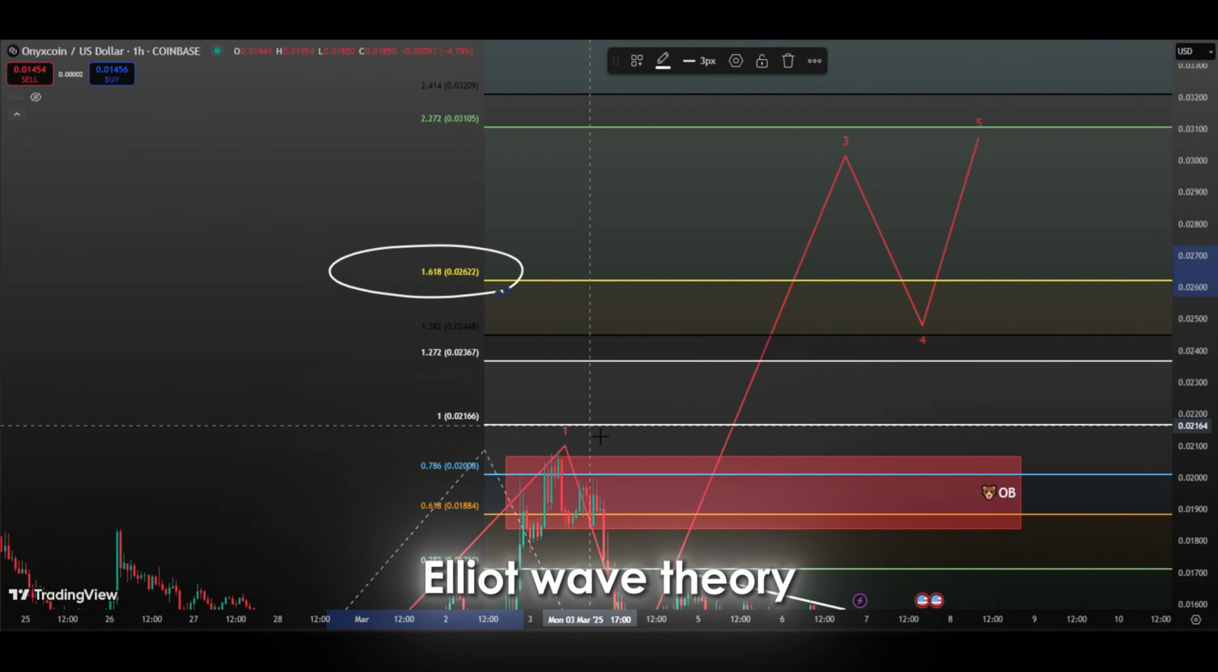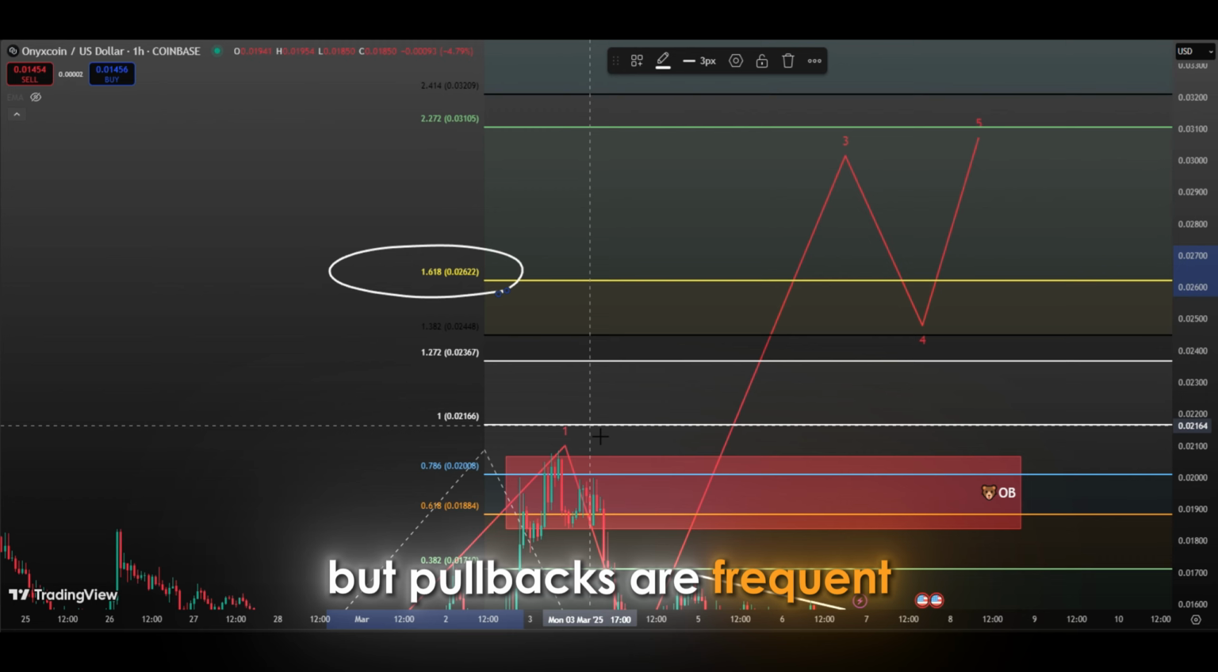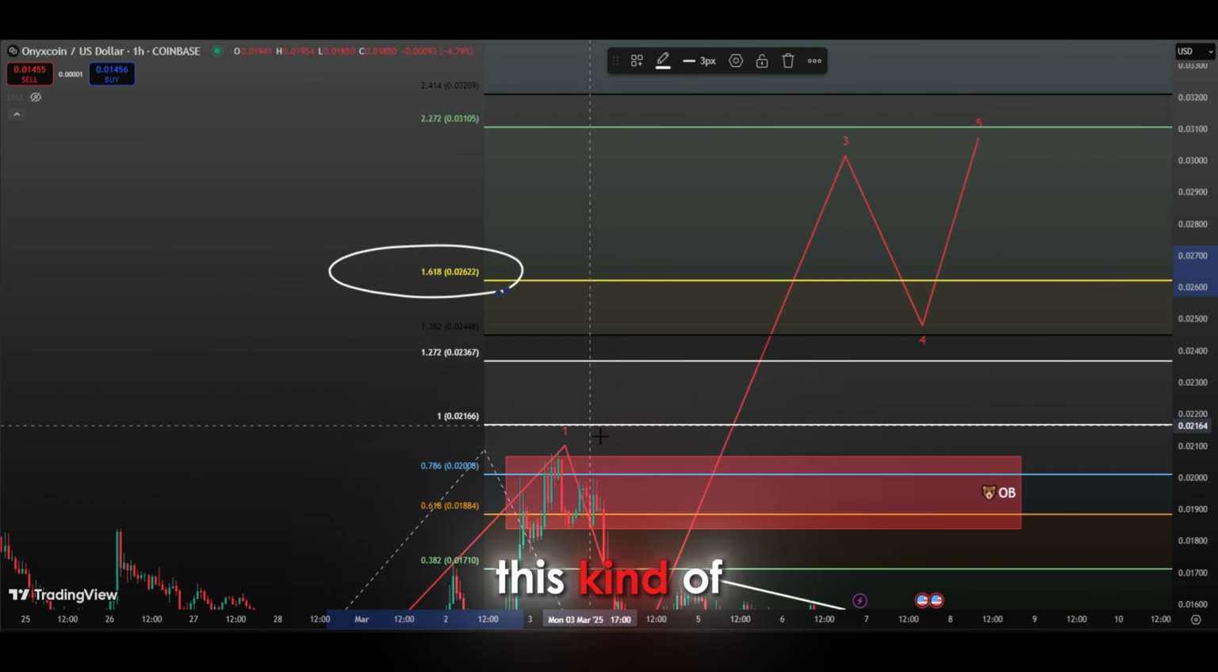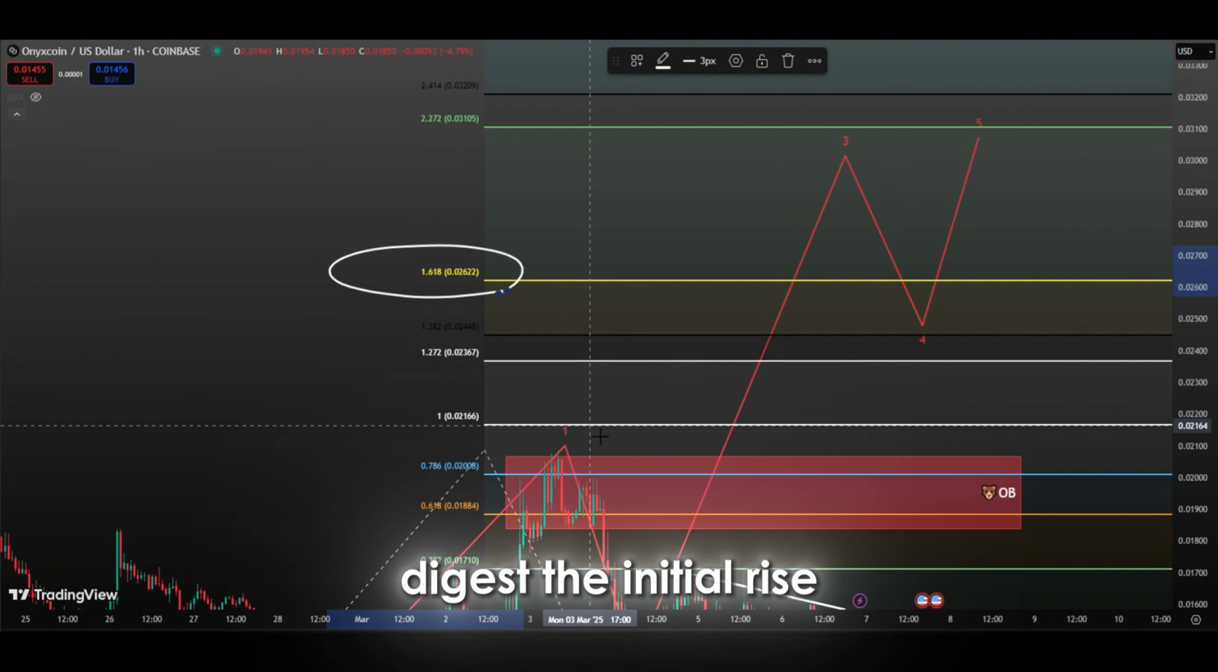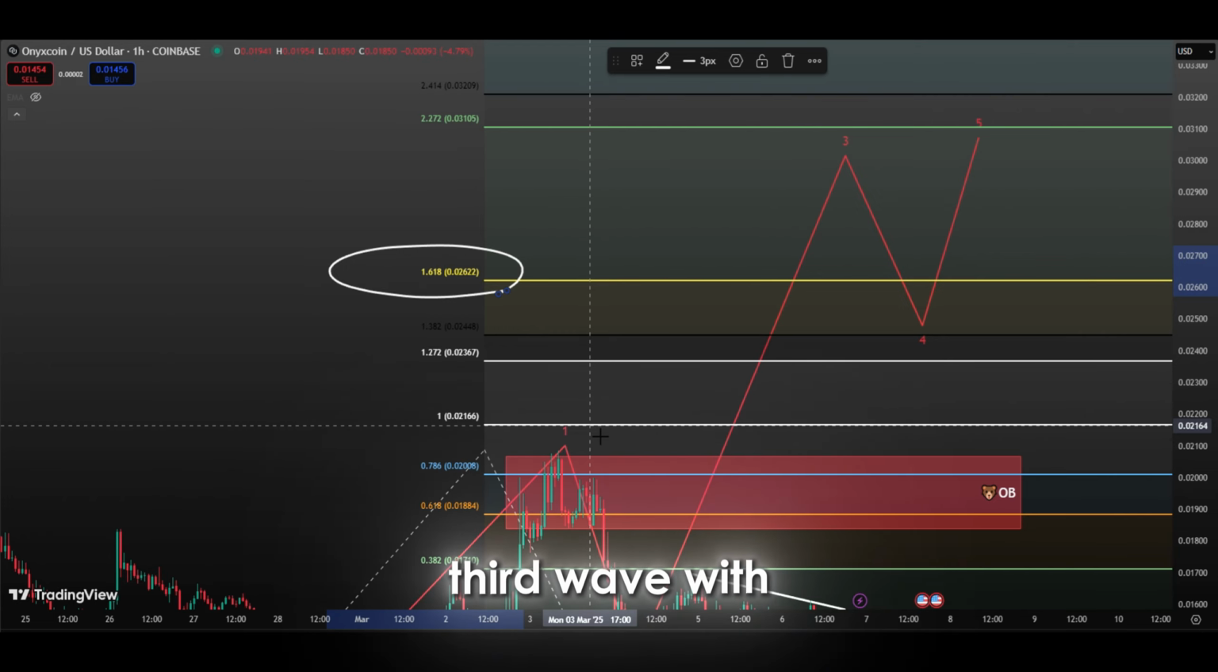According to Elliott wave theory, the second wave never goes below the starting point of the first wave, but pullbacks are frequent. This kind of correction means that the price pulls back to favorable levels for traders to digest the initial rise and capture more buying opportunities. And when the second wave ends, it starts the third wave with a minimum target of 1.618 Fibonacci point.